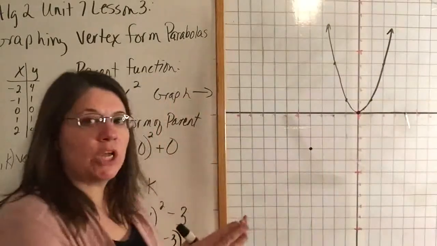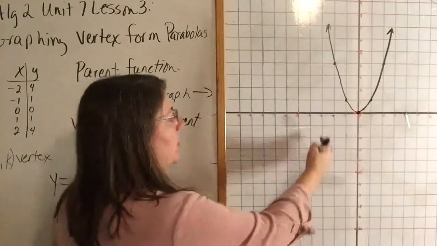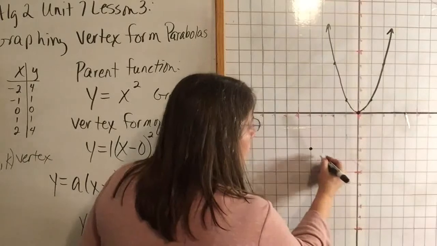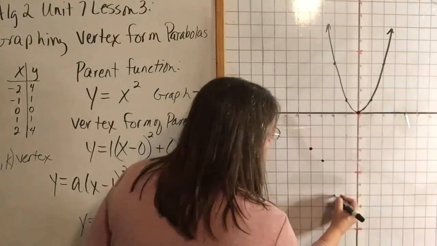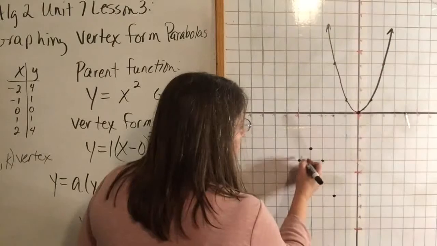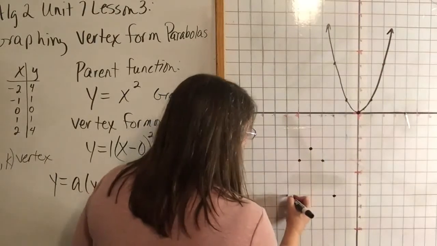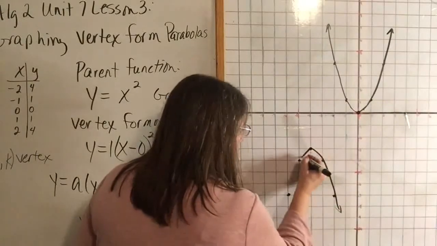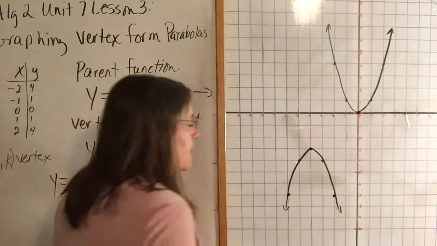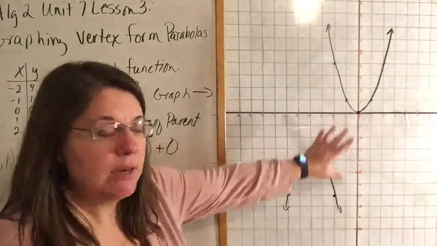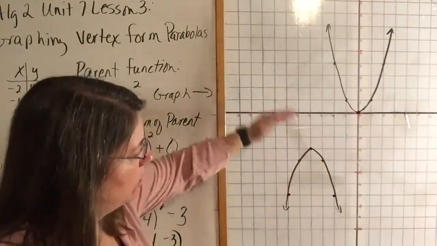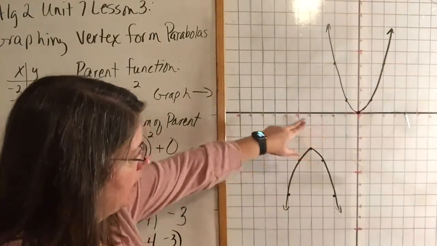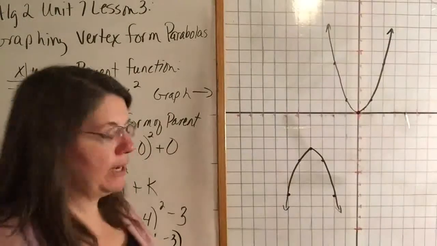And then since this one goes down, instead of going right 1, up 1, I'm going to follow the same pattern, but it's going right 1, down 1, right 2, down 4, left 1, down 1, left 2, down 4, to give me this quadratic function. Again, same thickness as the parent function, but this one is reflected over and moved left, transformed or translated left 4, down 3.